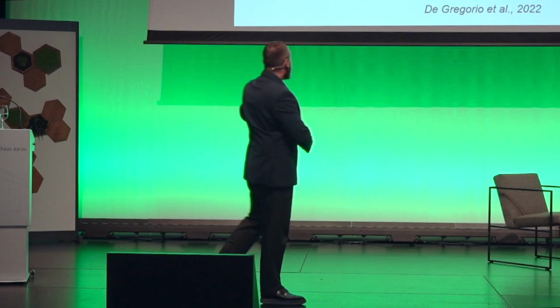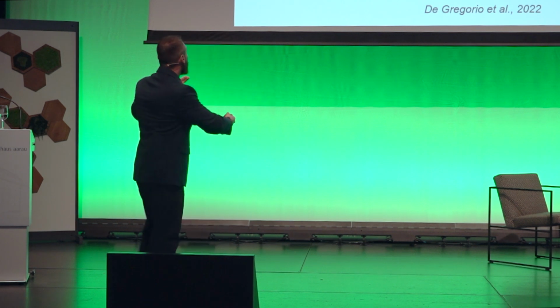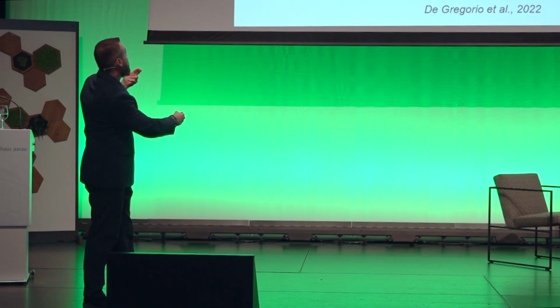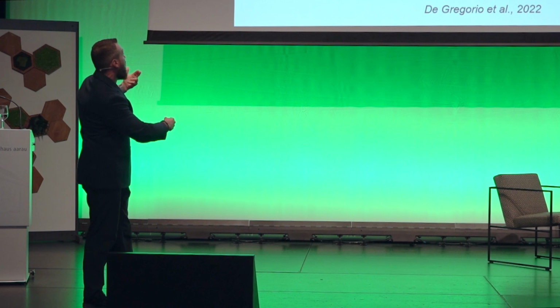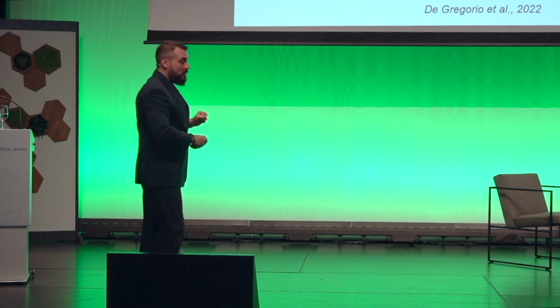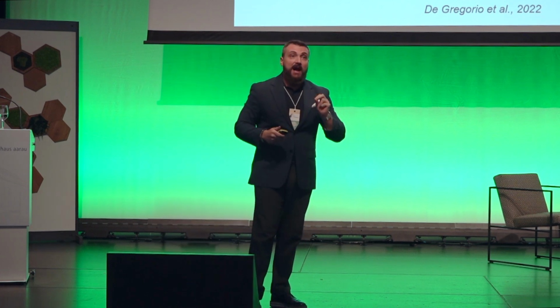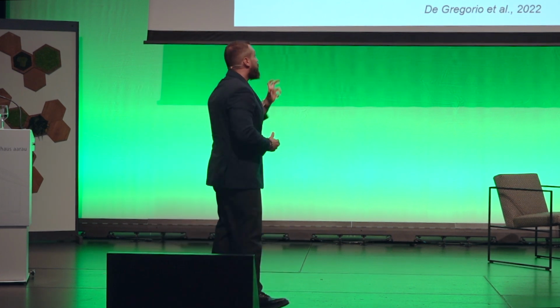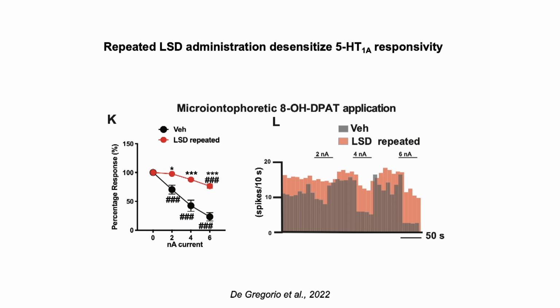But what happens when we administer LSD in those animals for 7 days? There is a switch. So there is an enhancement of the neuronal activity and also a change in some electrophysiological patterns, which are mediated by another receptor, the serotonin 5-HT2A receptor. And how did we find this? Because with a technique called microiontophoresis, we're able to selectively modulate a single receptor in that specific brain region.